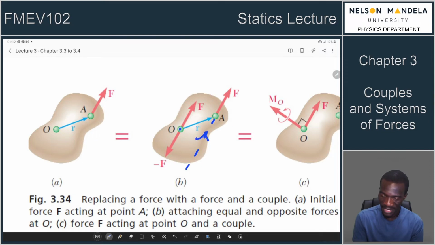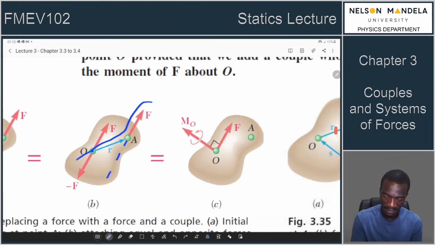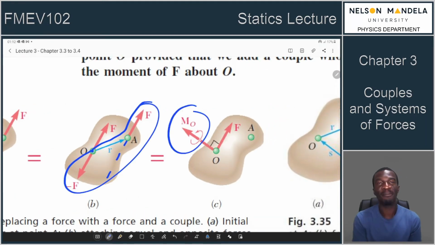This couple, F and minus F. Look at that D. So we have created a new couple. Since we have created a couple, the couple has a turning effect. So we can replace this couple with a couple vector.